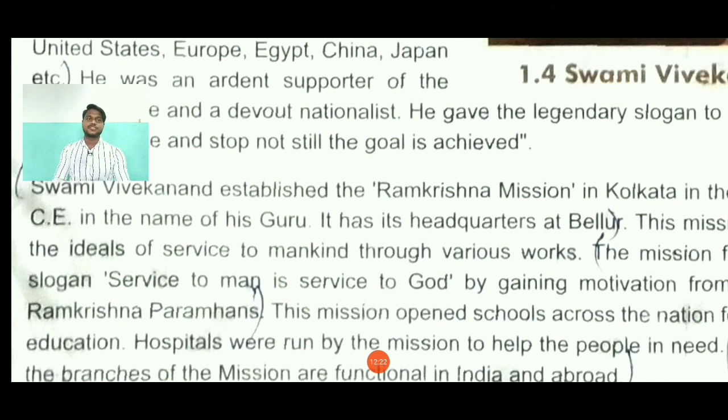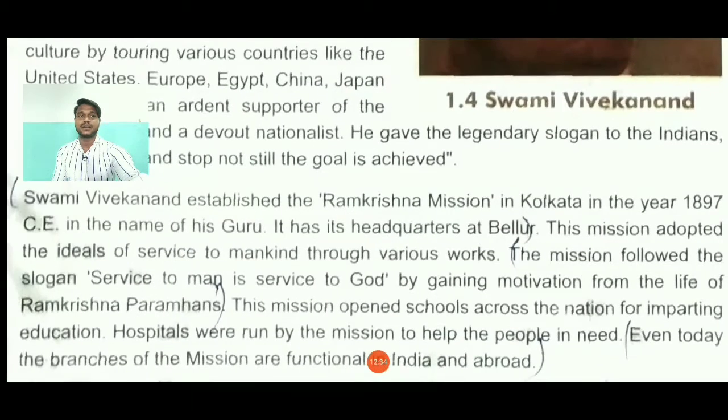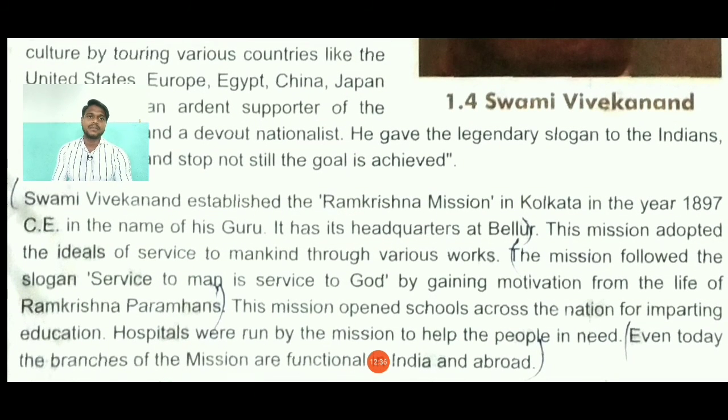Swamiji established the Ramakrishna Mission in Kolkata in the name of his guru. As I have visited this place, my dear student, one of its headquarters is at Belur. Belur is a very beautiful place known as the Belur Math. It's like a temple place. At Belur, various works are done. Missionary followers are also there.